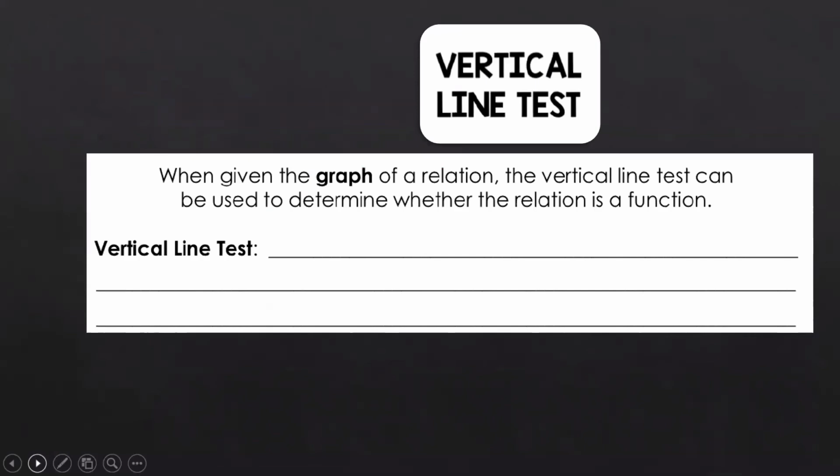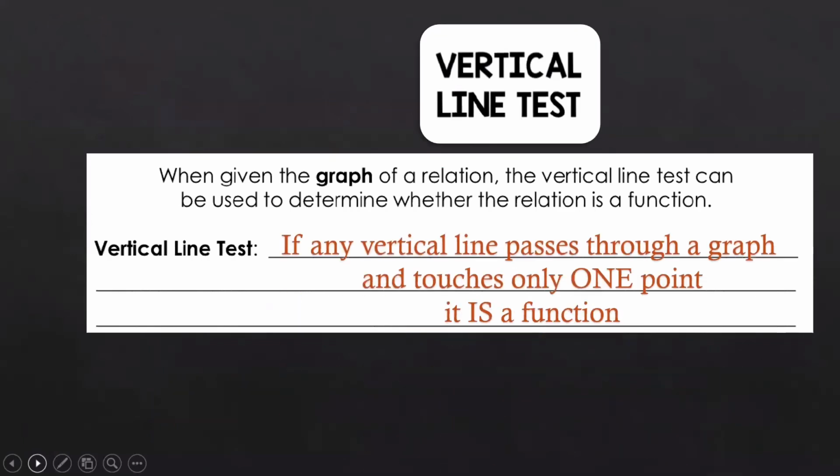There's one more way to determine if something's a function. If I have a graph, okay, there's something called vertical line test. Vertical is up and down. I'd write that. What it says is if I can draw a vertical line and it goes through the graph and it only touches once, then it is a function.